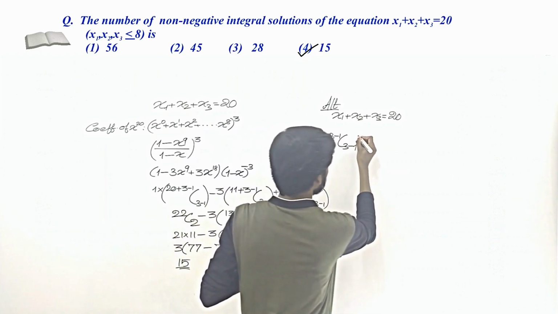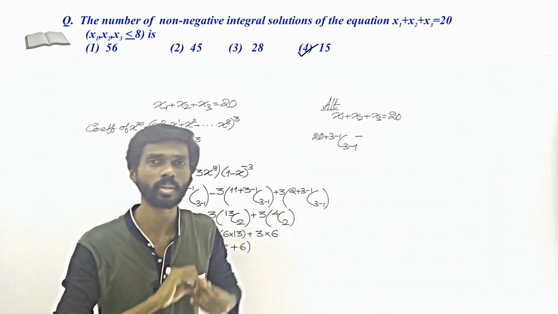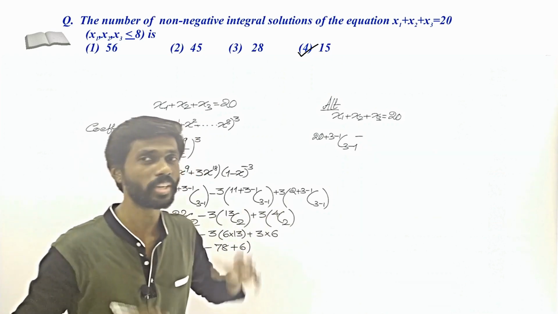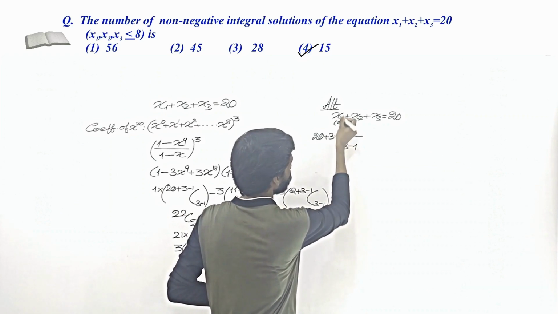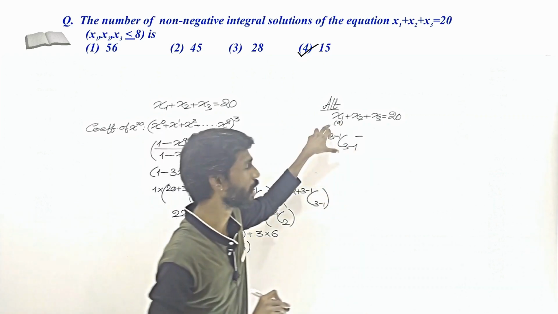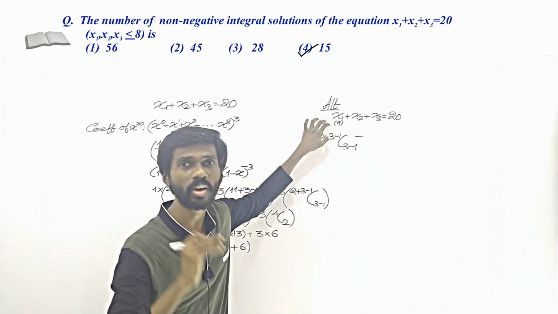From this we subtract the cases in which at least one number exceeds our required limit. So we are going to use the concept of inclusion-exclusion here. Alright, suppose one number exceeds 8, which means the minimum value of one of the numbers is 9. I'm taking minimum value 9. So x1 is at least 9; x1 is not exactly equal to 9.